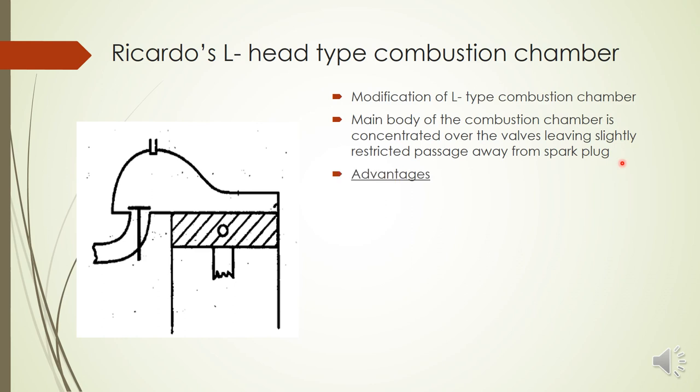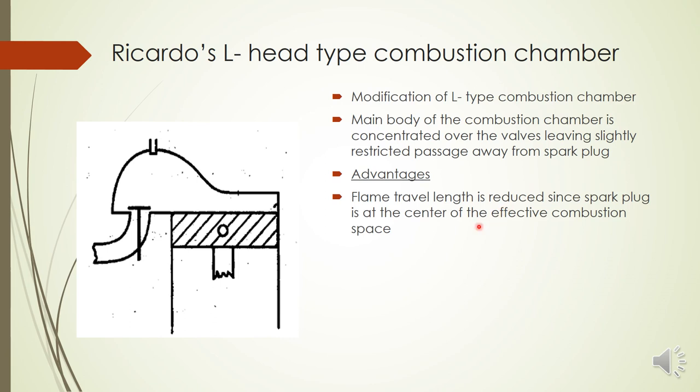The main body of the combustion chamber is concentrated over the valves and spark plug region, leaving a slightly restricted passage away from the spark plug. What will be the advantage of this? Yes, the first advantage is the flame travel length is reduced. You might be thinking that the length remains the same, so how is the flame travel length reduced? Compare this with the conventional type. Theoretically, the length is the same, but effectively, if more area is concentrated here, the spark plug is effectively at the center of the combustion chamber. Even though in the figure it is on the left side, this is the effective combustion chamber, and away from this we have only a narrow region. So the advantage is that the flame travel length is reduced since the spark plug is at the center of the effective combustion space.